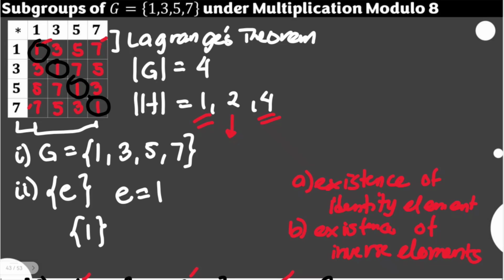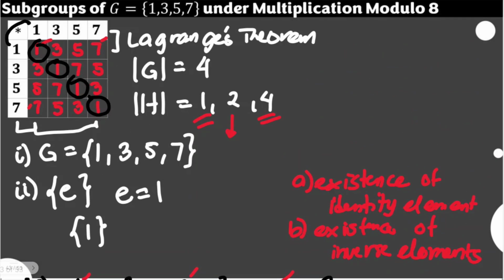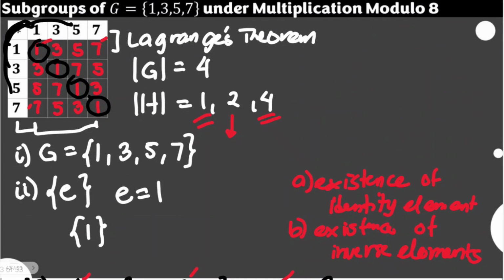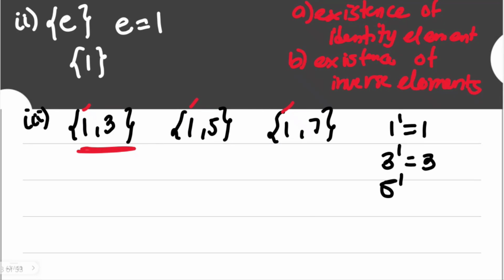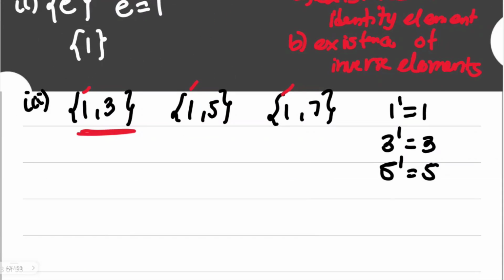When we have here 1 star 1, the result is 1. That would mean the inverse of 1 is just 1. Next, 3 star 3 is also equal to 1. So the inverse of 3 is also itself. 5 star 5 is the location for our 1 here. So we can say that the inverse of 5 is also 5. And finally, 7 star 7 will result to 1. So the inverse of 7 is 7.